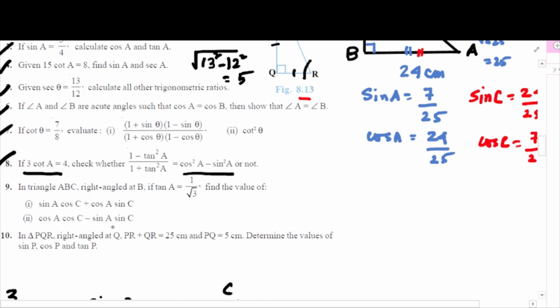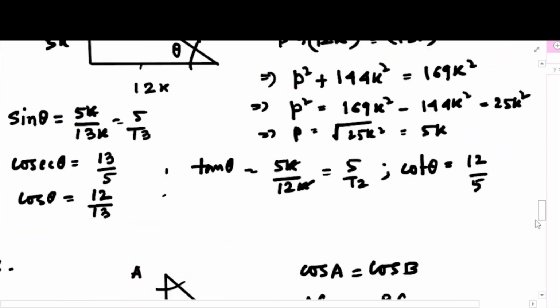Now in question number 9, what we have: in a triangle ABC, right angle at B, tan A is given as 1 by root 3. We have to find the value of sin A cos C plus cos A sin C.